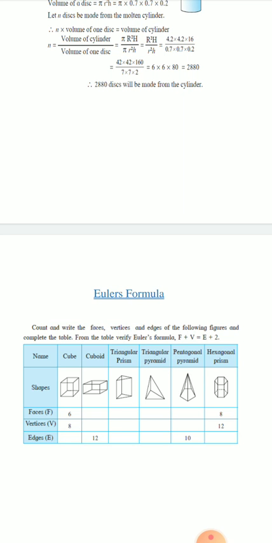And last, the hexagonal prism: there are 8 faces which is given, and 12 vertices also which is given. So you just have to put the values. LHS becomes 20, so in order for RHS to become 20, I have to put edges as 18. Okay, you will get 18. So this is somewhat interesting information, which is known as Euler's formula, which is a most important formula.